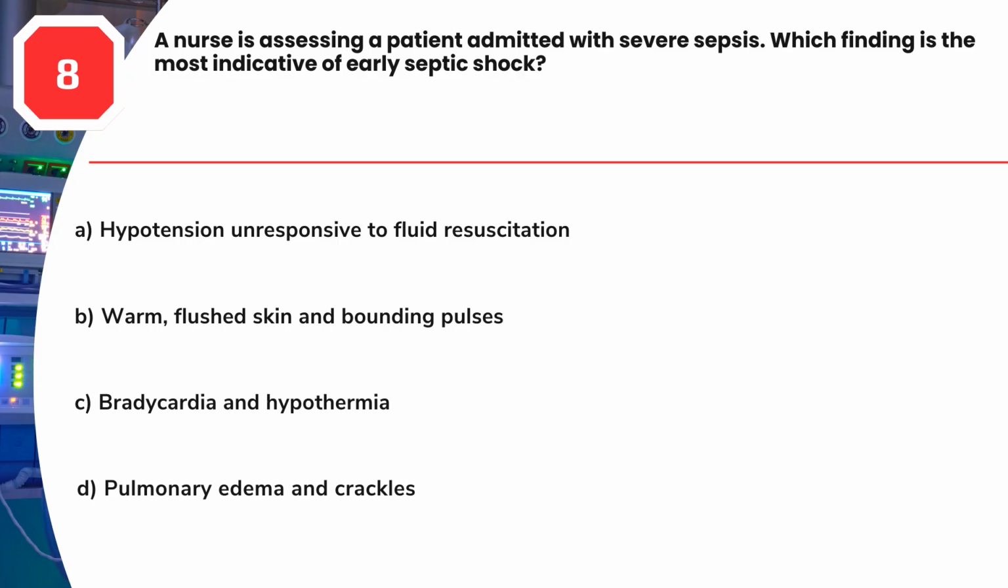Question 8. A nurse is assessing a patient admitted with severe sepsis. Which finding is the most indicative of early septic shock? A. Hypotension unresponsive to fluid resuscitation. B. Warm, flushed skin and bounding pulses. C. Bradycardia and hypothermia. D. Pulmonary edema and crackles.